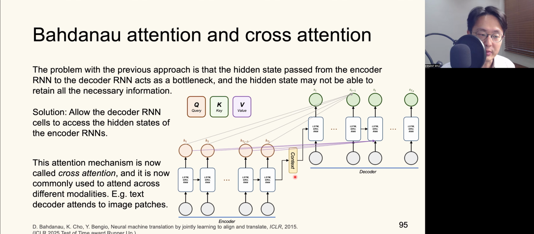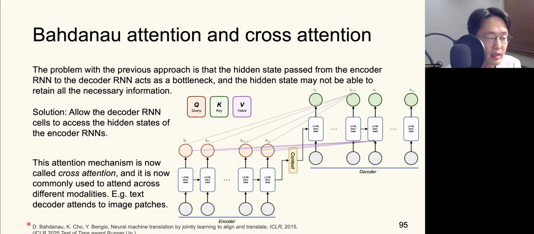So indeed, perhaps machines should also do translation in that way. Maybe the machine should also be able to refer back to the original input paragraph in the original language when it's doing the translation. So we allow the decoder RNN to have key vectors that can query the hidden states of the encoder RNN. And this attention mechanism is now referred to as cross-attention, because the attention is attending across the different paragraphs. And nowadays, cross-attention is commonly used to attend across different modalities. So a text encoder can attend to image patches, for example.